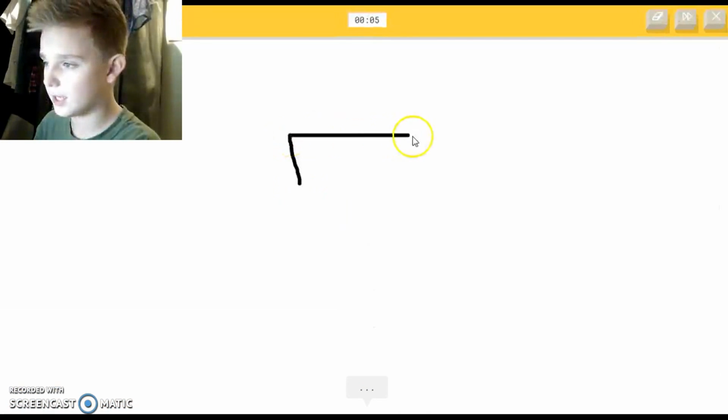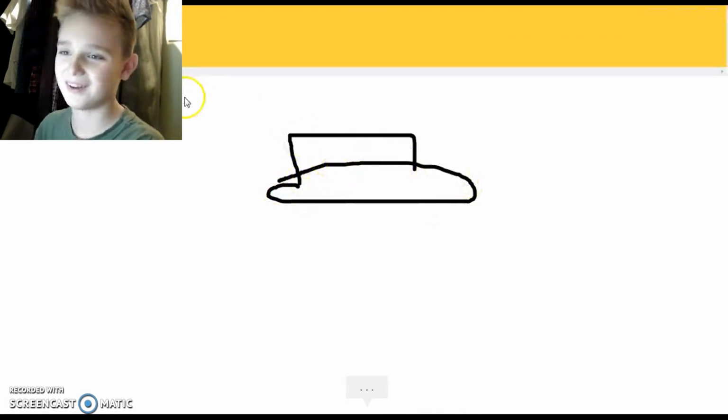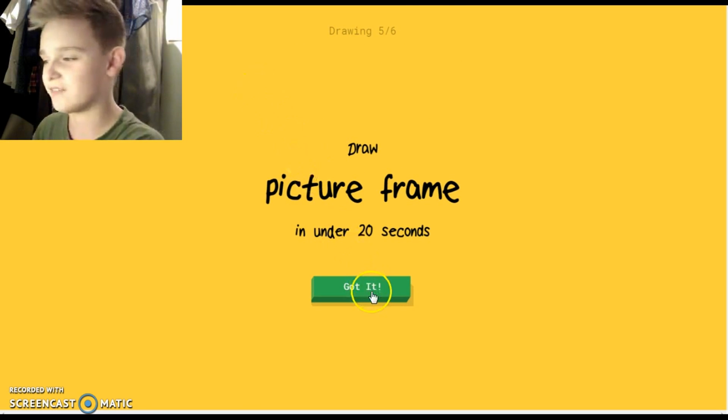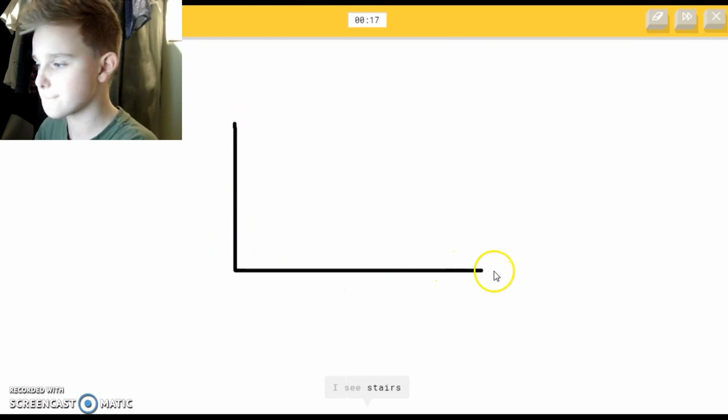Okay. I see bench. Oh, I know. It's hat. I only had like 8 seconds left and I had to draw a hat and I got it right. Picture frame. I see stairs.